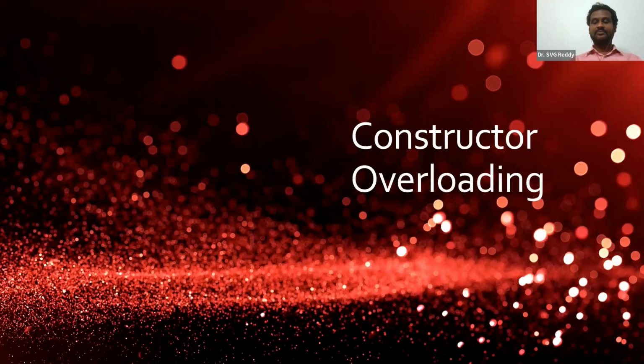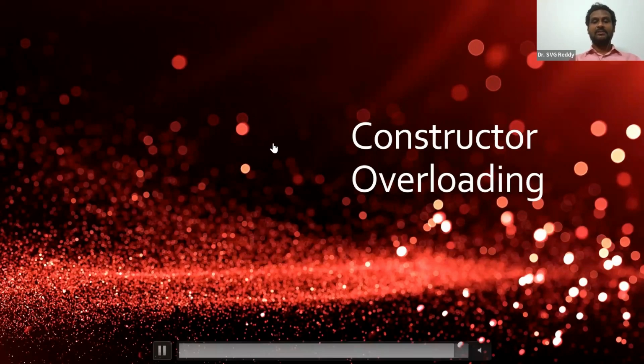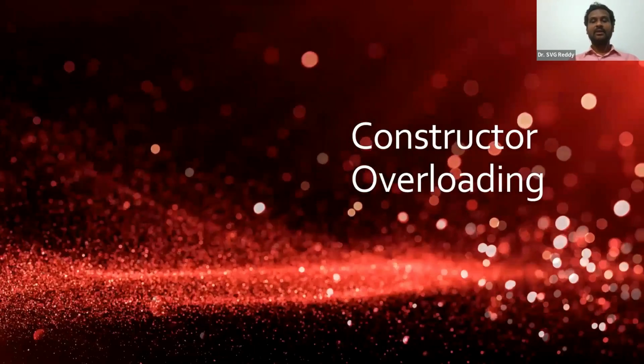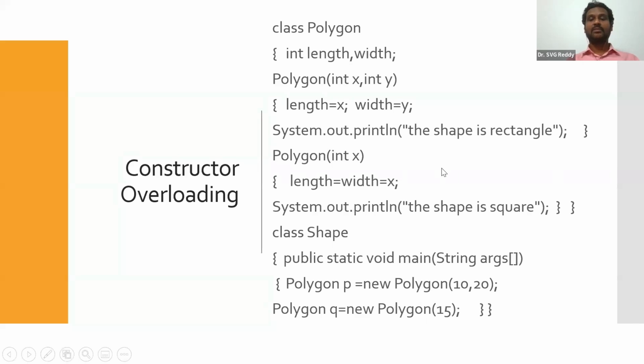Let's see the program now. So that is something about constructor overloading. Now let's see the program. You can see there is a class Polygon. Please listen carefully. We have the variables int length and width.